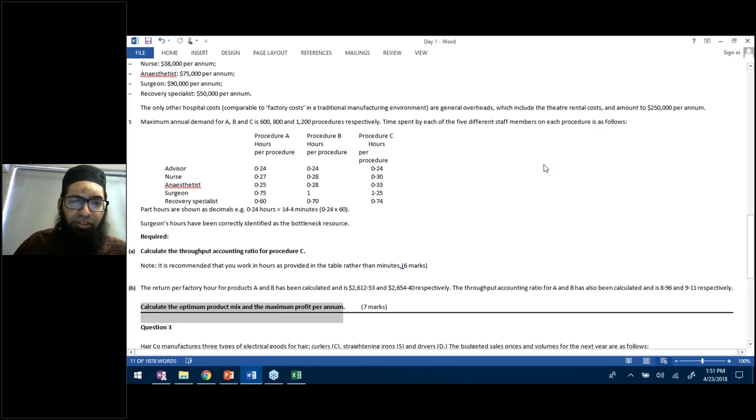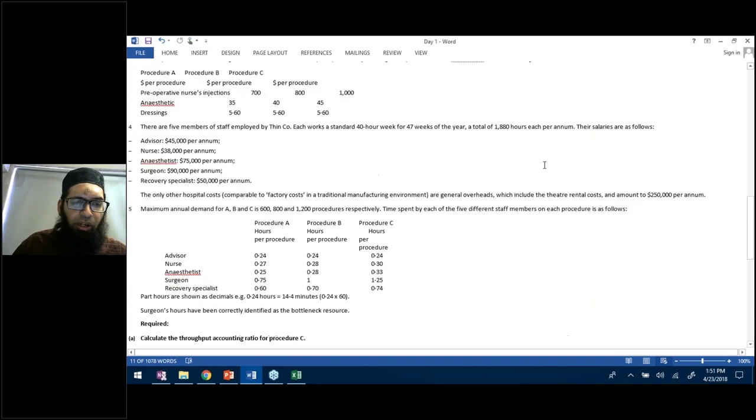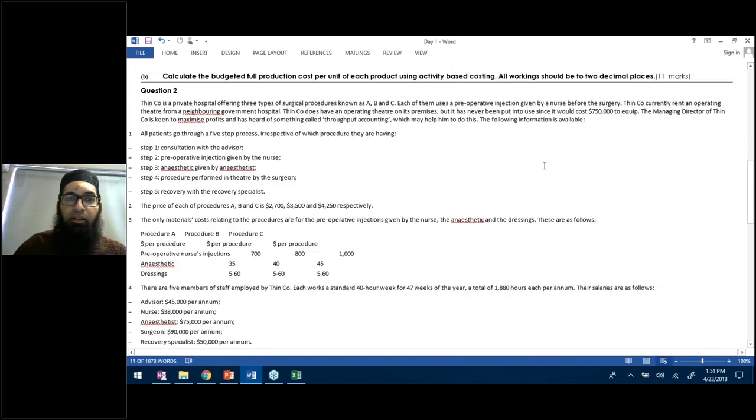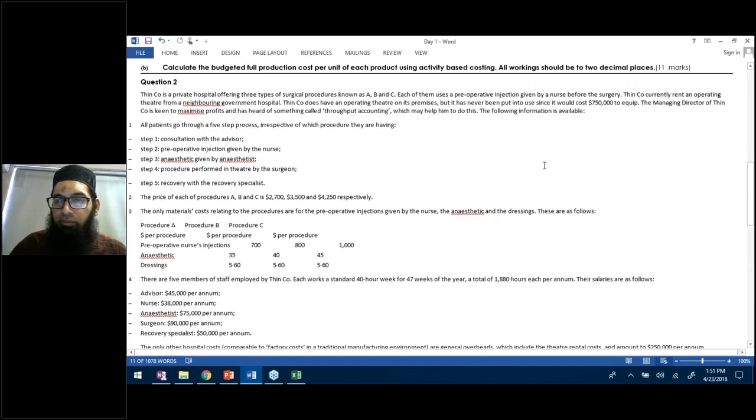So let's discuss the question on throughput accounting. And once again, I will be switching off my mic and my camera so that you can concentrate on reading the background information of question number 2, and then I will be discussing it later. Right? So please read the complete information first.